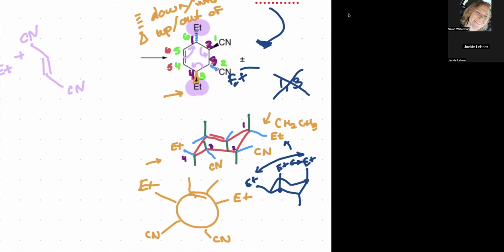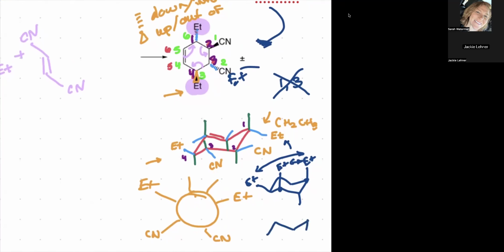Wait, can I just ask a question though? Of course. For the 1, 3 example, they're both represented as axial in this case. So if you had one axial and one equatorial, down, down, up, this equatorial would be down. How do you know that the ethyls would both be up? What determines whether it's axial or equatorial? It's not the wedge and dash. That's just whether it's up or down, right?